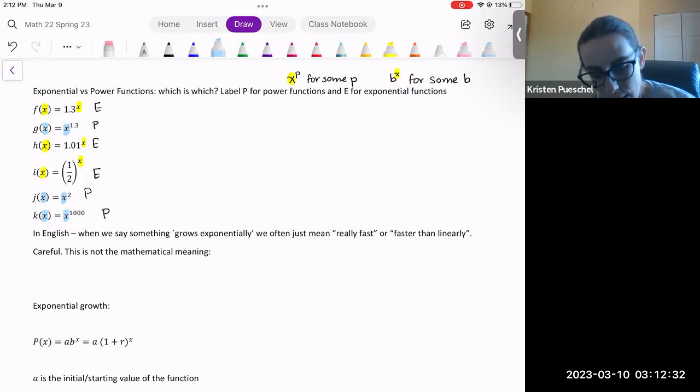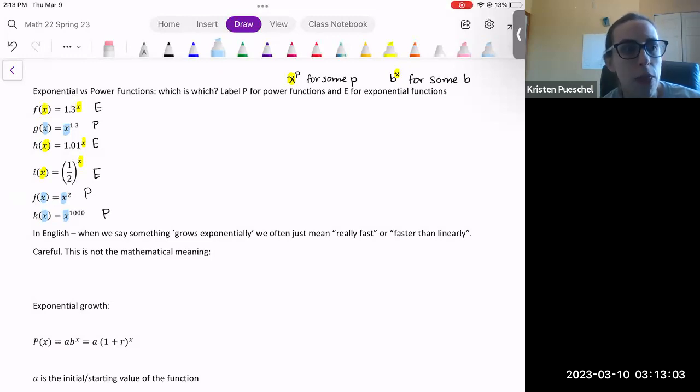Okay. So in general, for exponential functions, if the base is bigger than 1, if we look at large times, our function values are going to get very big. And in English, we often will use this term growing exponentially whenever we mean that something is growing really quickly. You just want to be a little bit careful about using this in a math class.